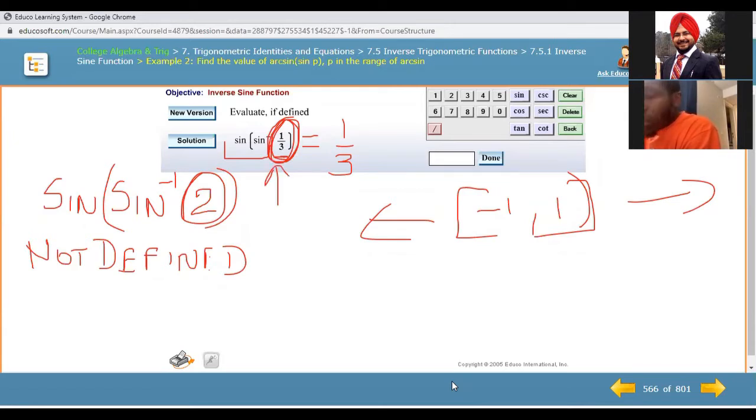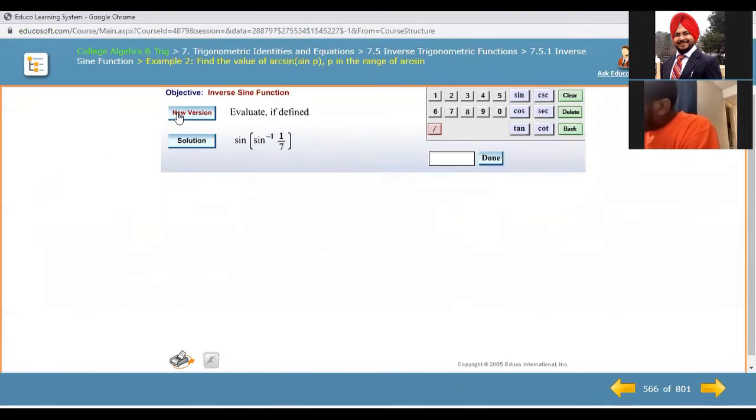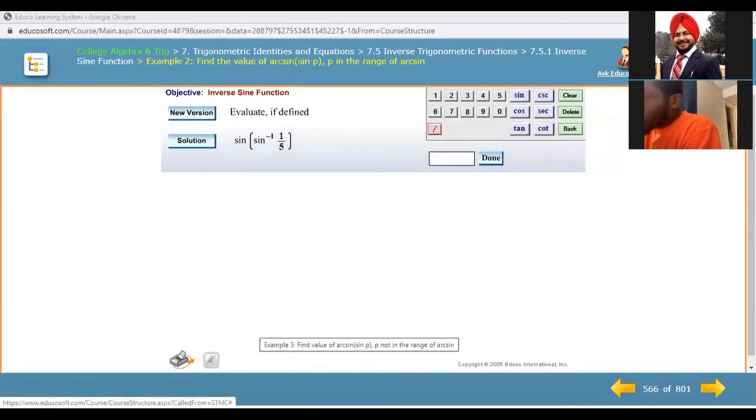Simply, if you get something between -1 and 1, the function is defined. Let me check another example if they have any question like that. Well, this one is also defined directly. It is 1/7, 1/8, 1/5. All these functions are defined actually. Okay, let me find if I can see any function that is not defined.